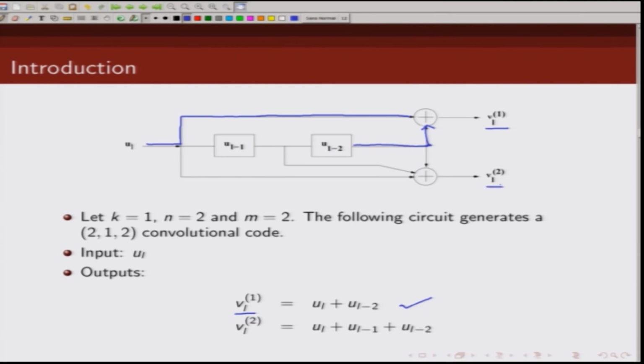Similarly, v_l^(2) depends on u_l as given by this interconnection, u_(l-1) as given by this interconnection, and u_(l-2) as given by this interconnection. So, this is our v_l^(2). These are the two outputs and this is how they are related to the input. Whether a particular input appears in the output is given by these interconnections. These interconnections tell us whether that particular bit is taking part in the output or not.